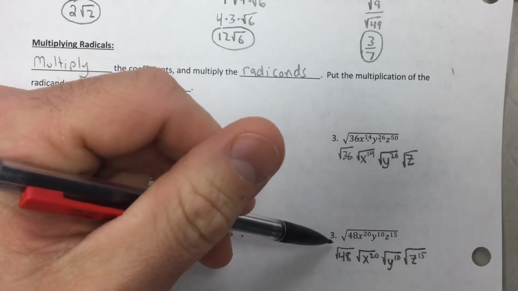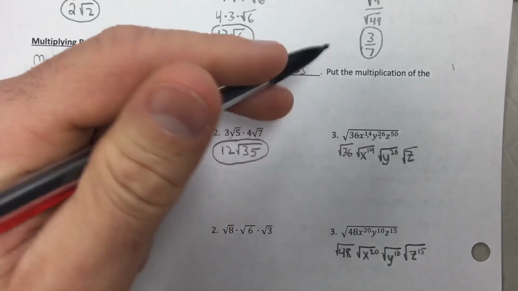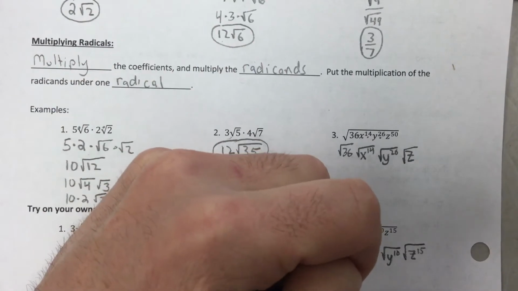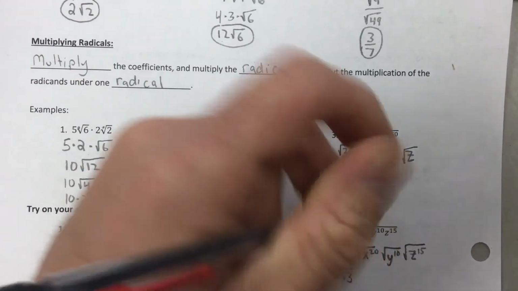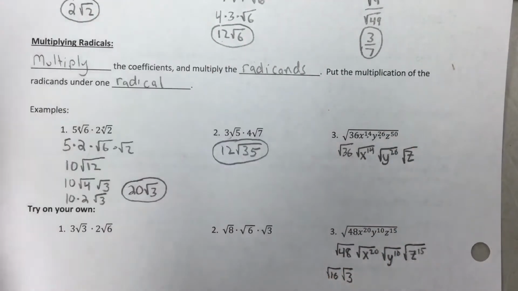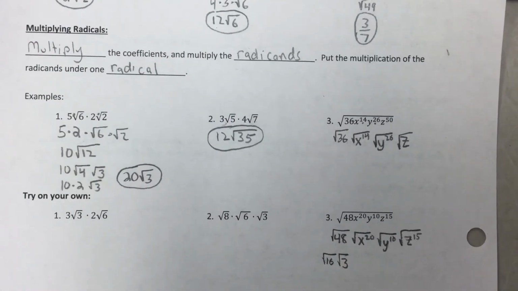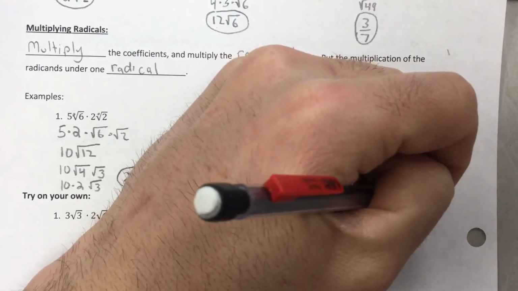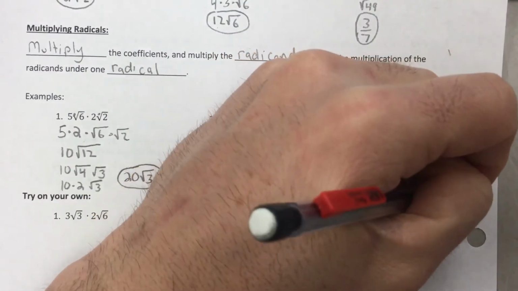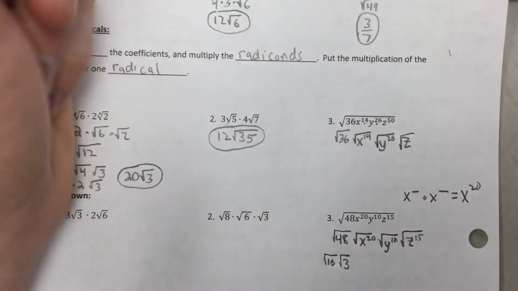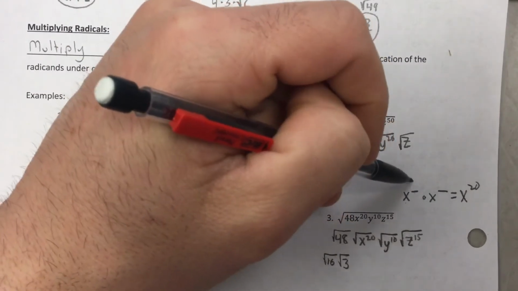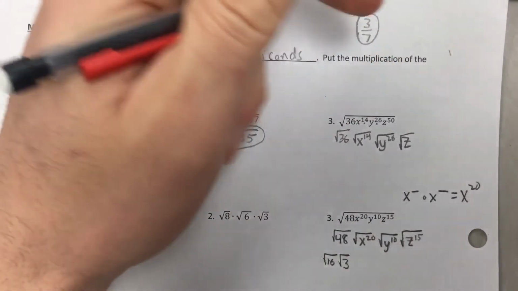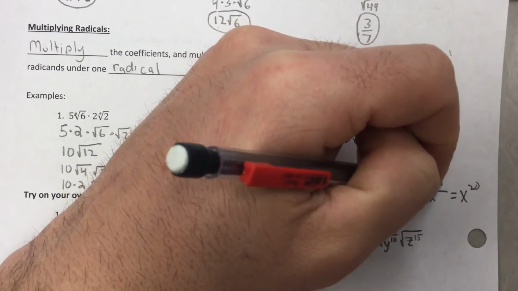what perfect square goes into 48? That would be 16. So it would be square root of 16 times square root of 3. Now, right here I'm saying square root of x to the 20th. So what times itself is equal to x to the 20th? I'm saying x to the what times x to the what equals x to the 20th. And remember, that what has to be the same thing. When you're multiplying like bases, you add the exponents. So in this case, it would be 10 and 10.